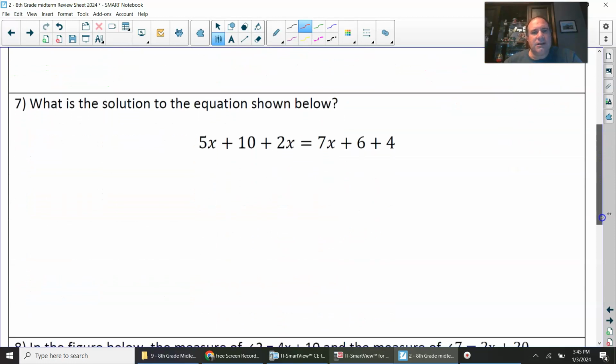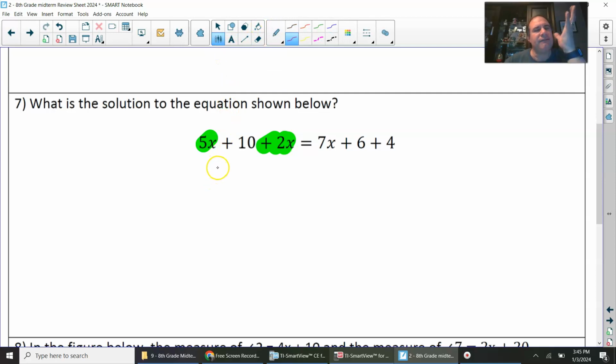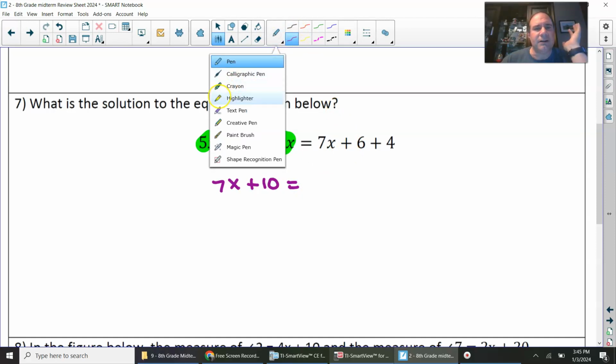What is the solution to the equation below? Remember what I told you before about knowing that there are 3 terms on this side, and you have to combine like terms to have 2 terms on each side. Then you could actually go and solve it. 5x plus 2x, you should combine that first before anything. So that's 7x plus 10 equals, and then you have to do some work over here.